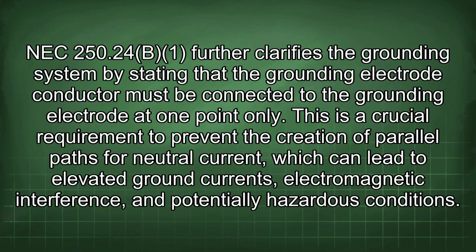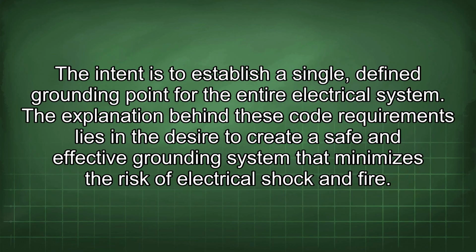NEC 250.24(B) further clarifies the grounding system by stating that the grounding electrode conductor must be connected to the grounding electrode at one point only. This is a crucial requirement to prevent the creation of parallel paths for neutral current, which can lead to elevated ground currents, electromagnetic interference, and potentially hazardous conditions. The intent is to establish a single, defined grounding point for the entire electrical system.